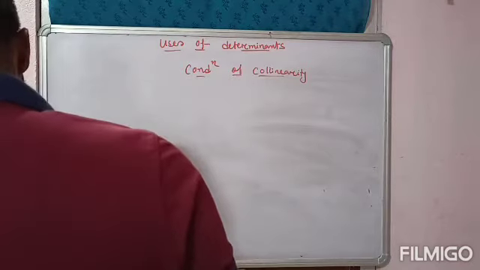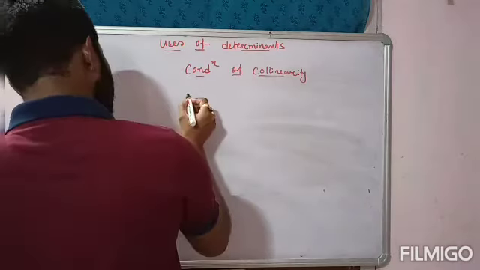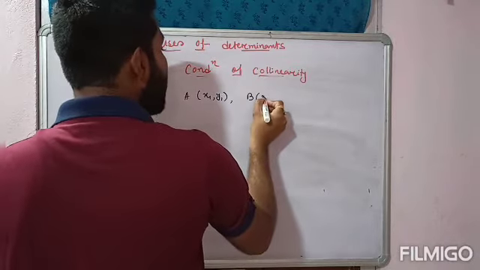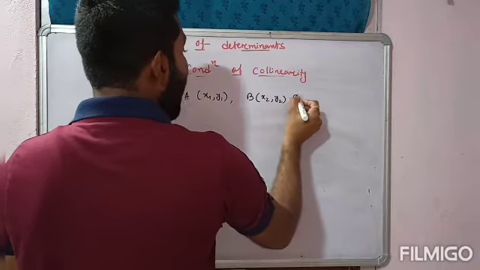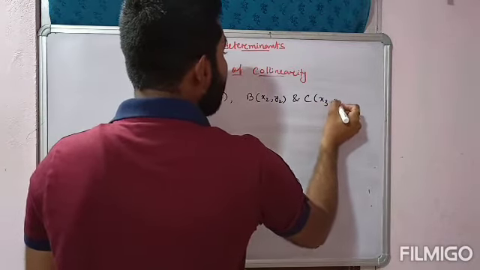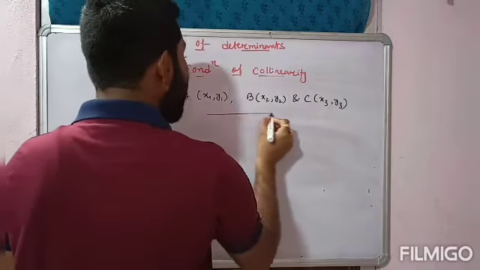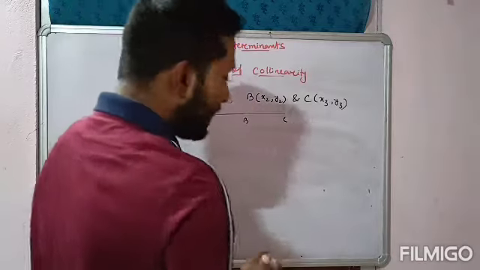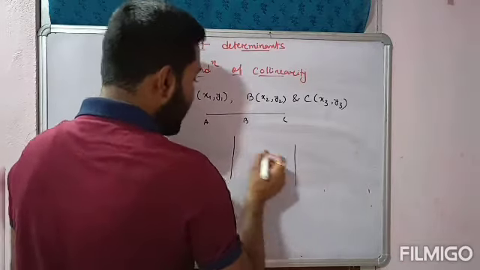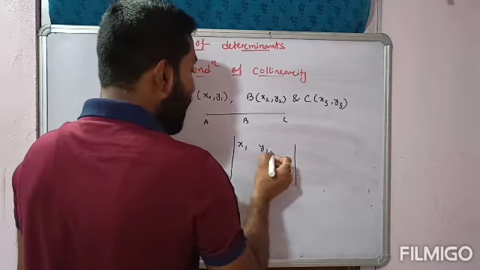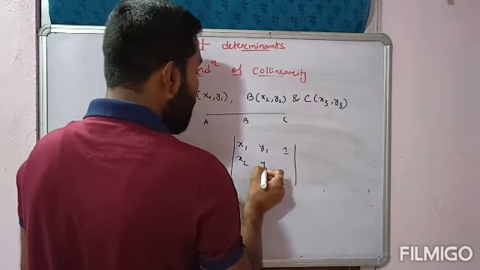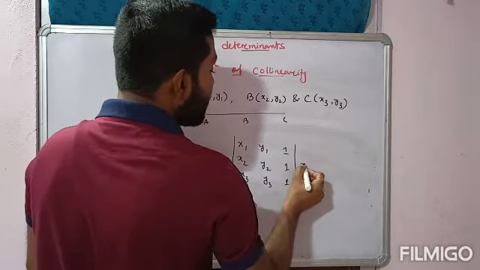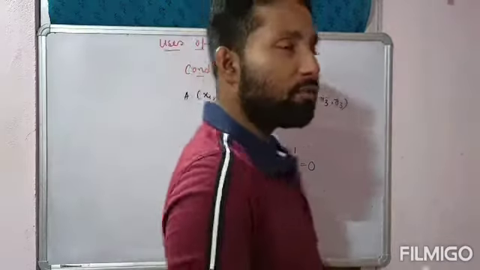So if the 3 points, that is A (x1, y1), B (x2, y2), and C (x3, y3), lie on the same line, then the determinant |x1 y1 1; x2 y2 1; x3 y3 1| is always equal to 0. Yes, area of triangle is equal to 0.